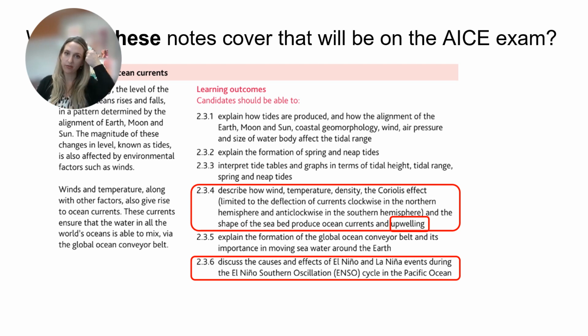Okay, so we started this section with tides, and then we went into the global conveyor belt and just some general currents, Coriolis effect, and wind. Now we're going to talk a little bit more about the wind when we consider upwelling. And then the very last thing is to discuss the cause and effect of El Nino and La Nina events during an ENSO oscillation, or El Nino Southern Oscillation cycle, in the Pacific Ocean.